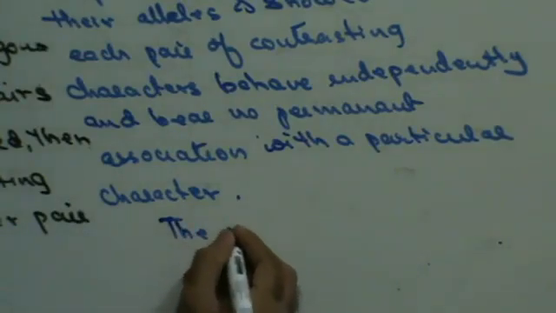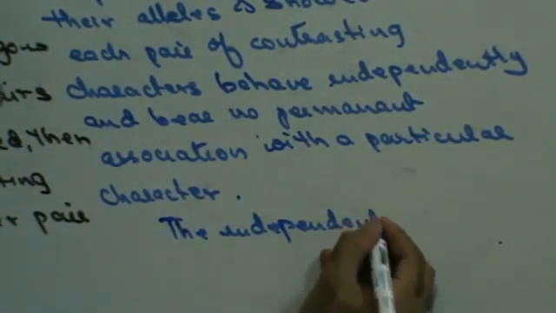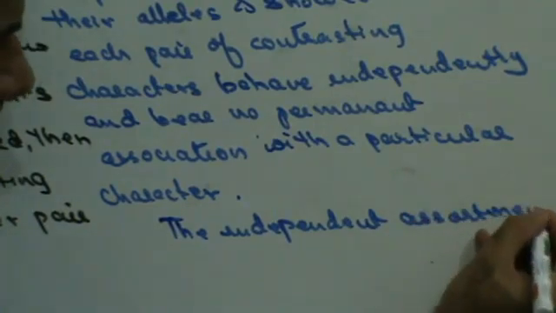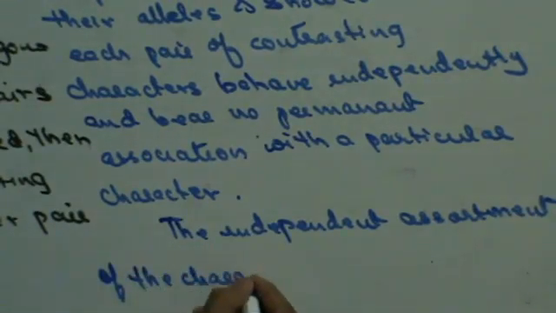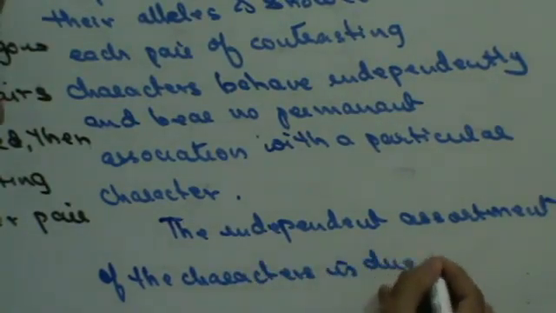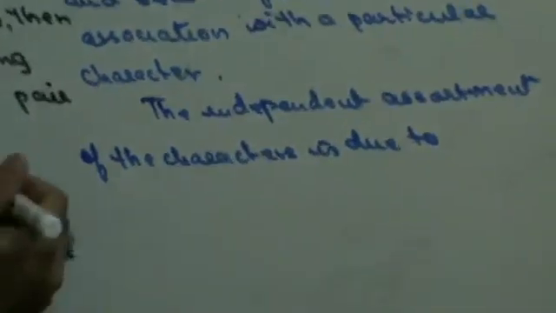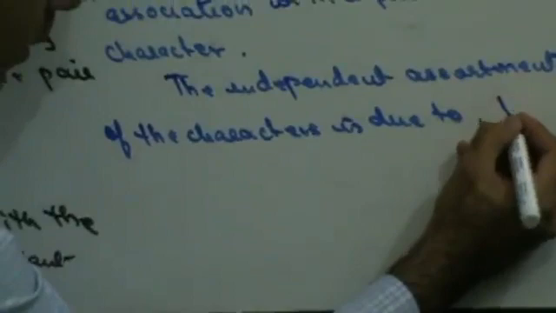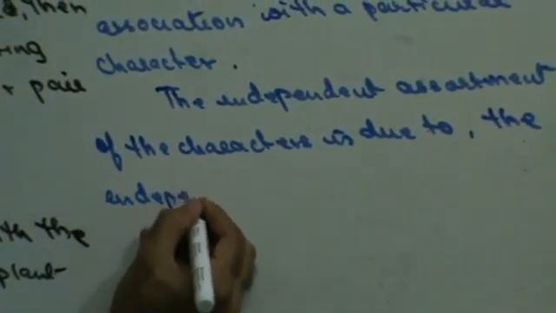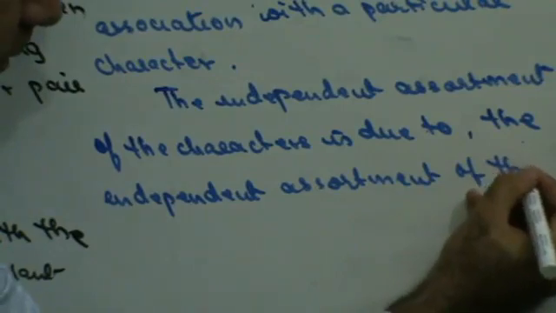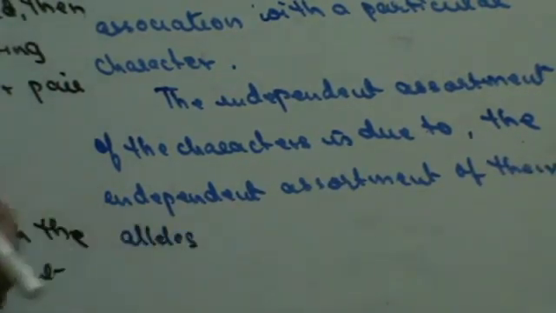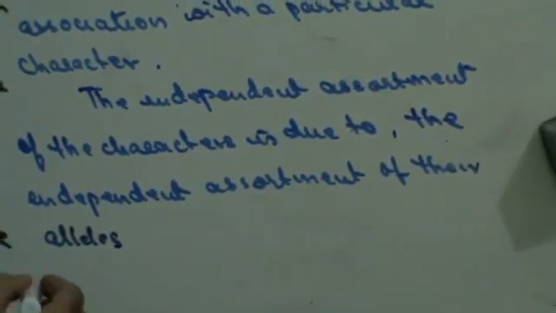The independent assortment of the characters is due to the independent assortment of their alleles. It's because of the independent assortment of the alleles that you have independent assortment of characters.